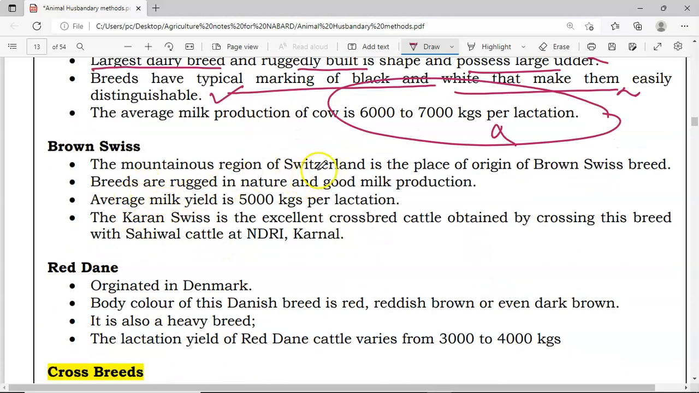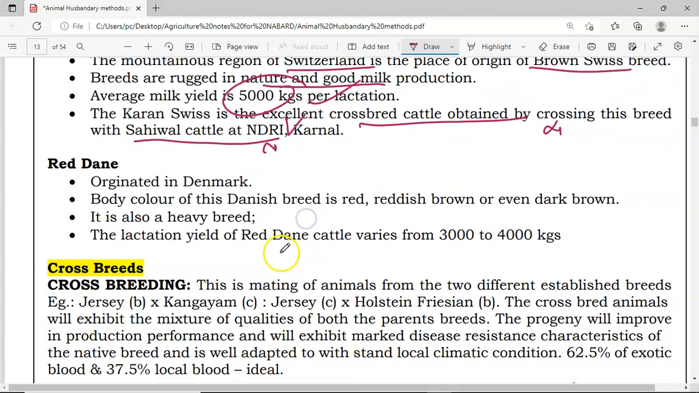Brown Swiss is found in Switzerland. The breeds are rugged in nature with good milk production. 5,000 kg per lactation period is the capacity. The Karan Swiss is an excellent crossbreed cattle obtained by crossing this breed with Sahiwal cattle of India at NDRI Karnal.